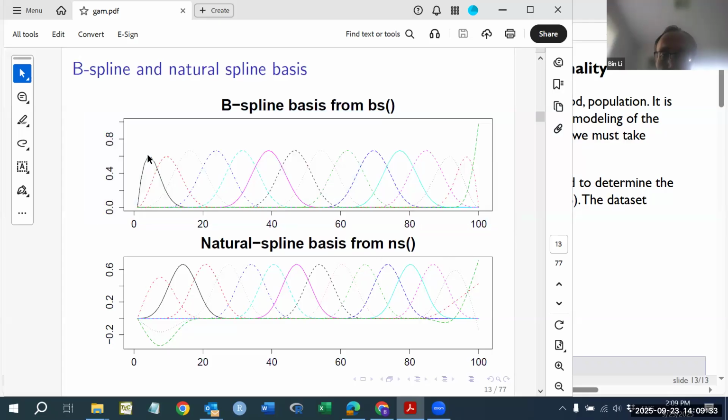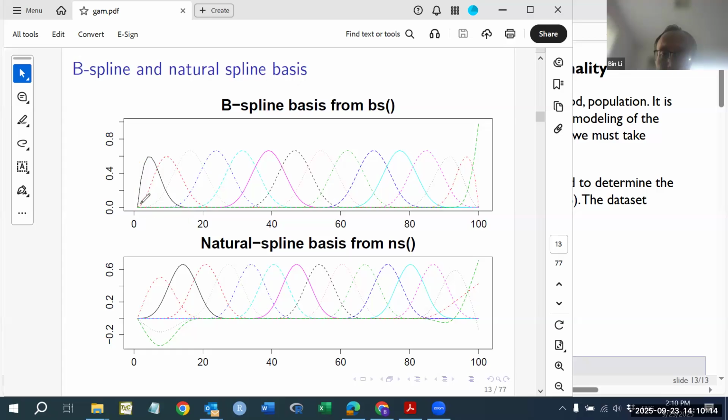Okay, so let's see. This is the B spline basis. You can see I use different colors. These are the local bases. The first one on the left only has an effect from 0 to about, let's say, 15. When x is between 0 and 15, it has an impact. But when the observation has an x value outside this range, it's all constant 0.